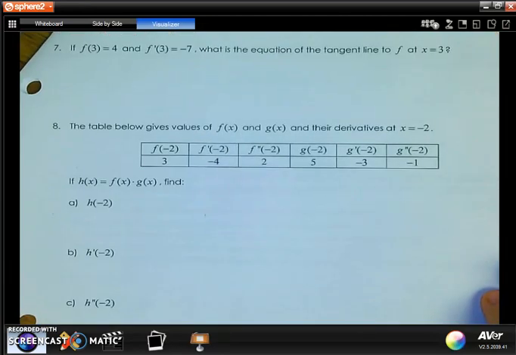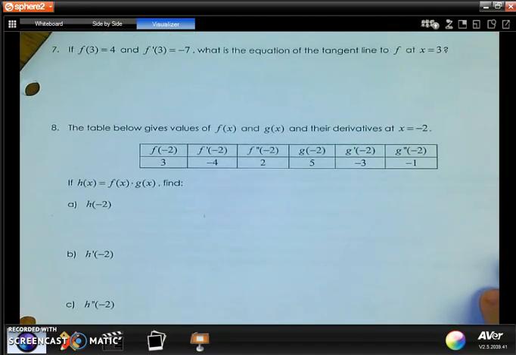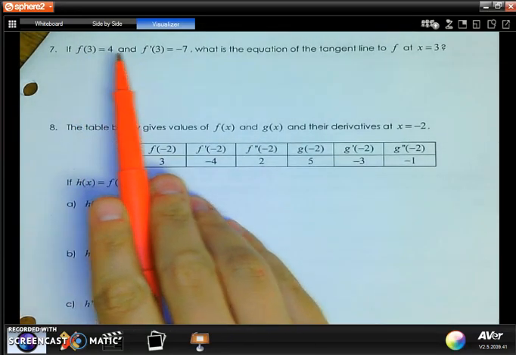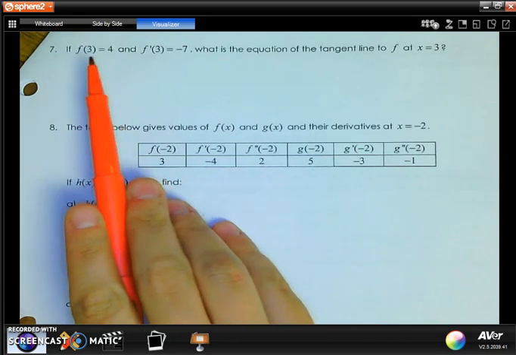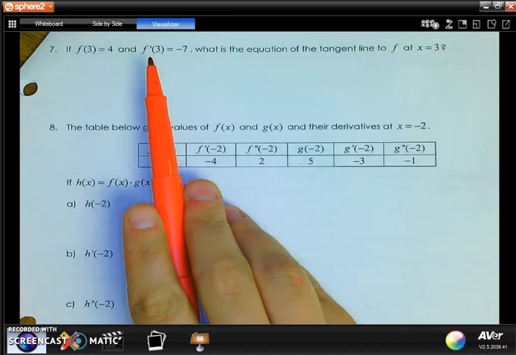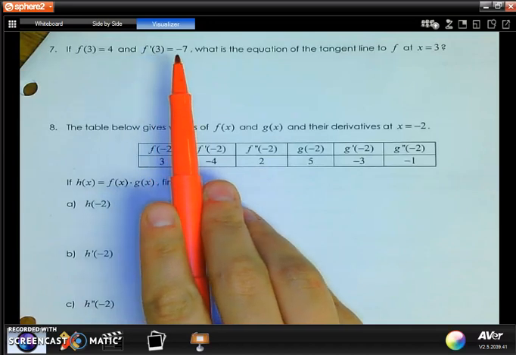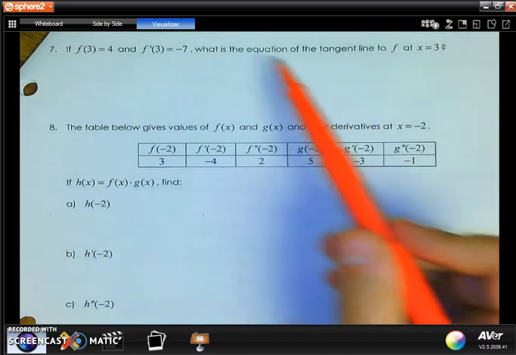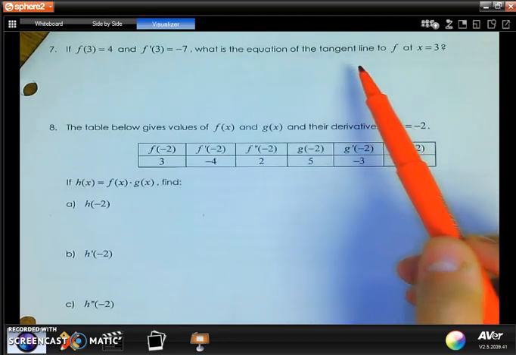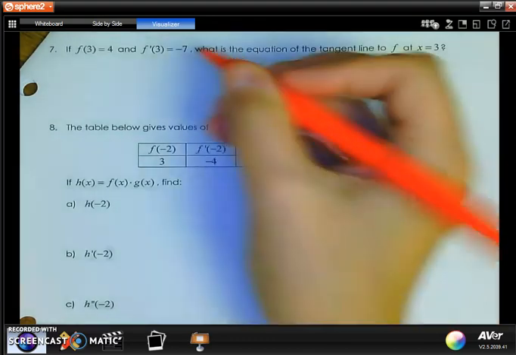Okay, number 7, I would definitely make sure I know how to do this one. There's one just like it on the test. So here, they're basically giving you a point at (3, 4), and they are evaluating the derivative at 3. So they're telling you what that equals. When you see write the equation of the tangent line, you should be thinking, take a derivative, use point-slope formula. Well, they kind of did that easy part for you.